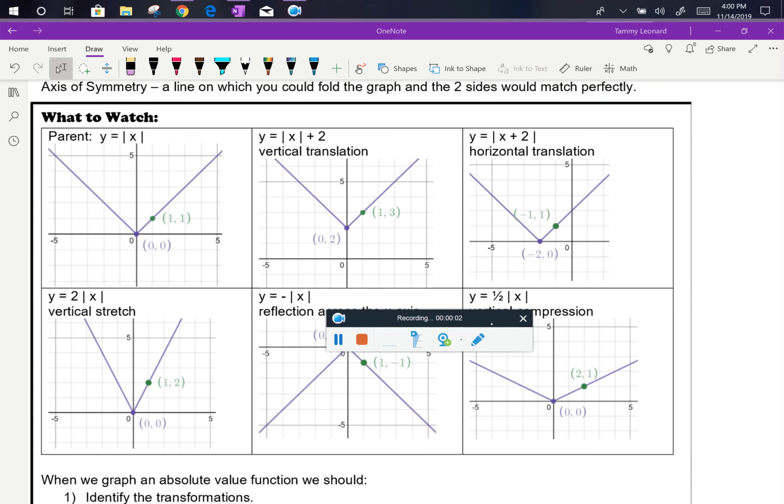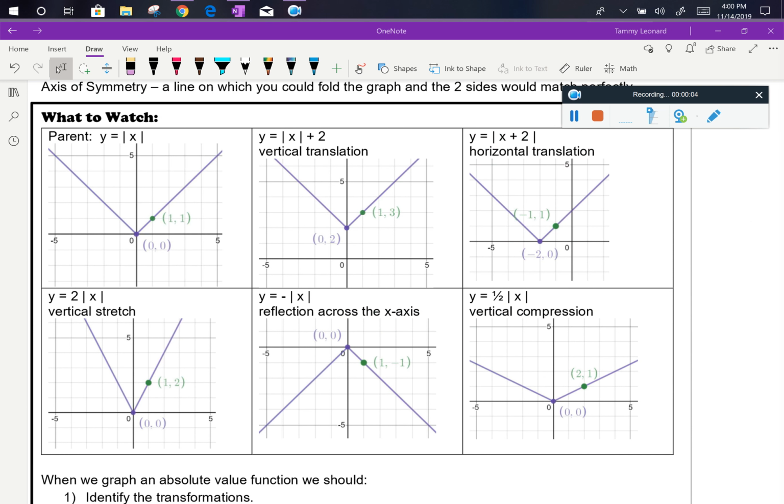We're going to start by talking a little bit about the different types of transformations that can be done to a parent function. First, we have to understand what a parent function is. A parent function is like the simplest form of an equation that generates a certain shape. In this case, we're looking at a whole bunch of absolute value graphs. So the parent function is y equals the absolute value of x.